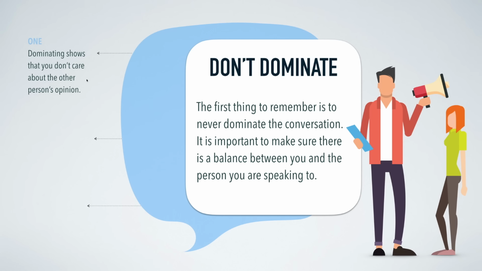One, dominating shows that you don't care about the other person's opinion. So think about it, family. When we have our monthly meeting, right, and I put you all in breakout rooms, and there are 4 people in one room, if for 10 minutes one person talks, the other 3 people will feel like, this person really doesn't care about us. This person only thinks about his or her ideas. So you have to be very careful not to dominate the conversation.